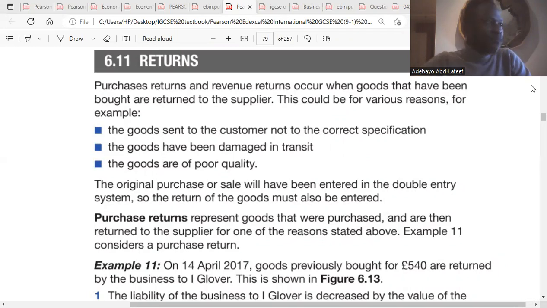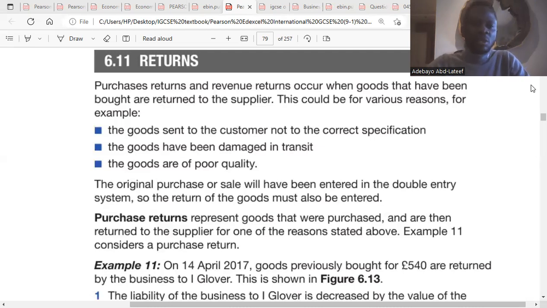So there are different reasons why goods will be returned to suppliers. Number one, goods sent are not to the correct specification. Maybe I ordered 10 bags, and you're giving me 12 or 13. So that means I have to return 3, because if I don't return 3, it will add to my invoice. I have to return it because I ordered 10, not 13. Or probably I ordered blue, black, red, and you're giving me red, yellow, white. Because the specification is not correct, I have to return.